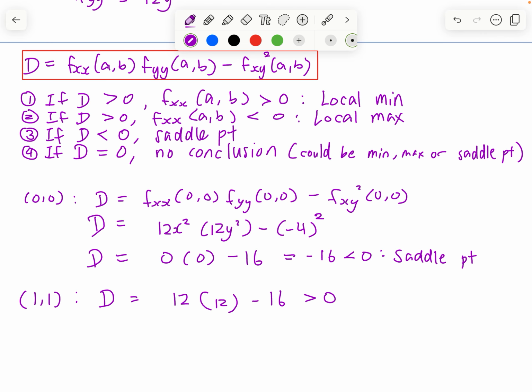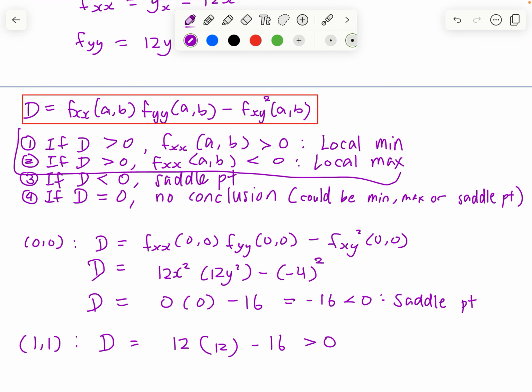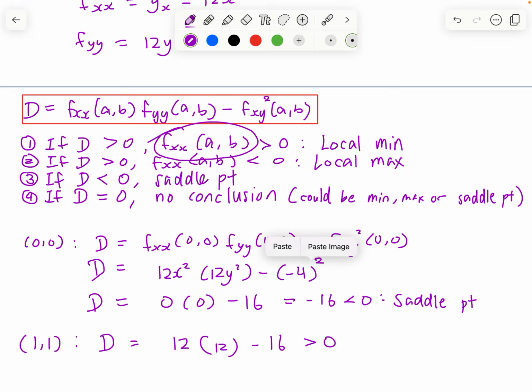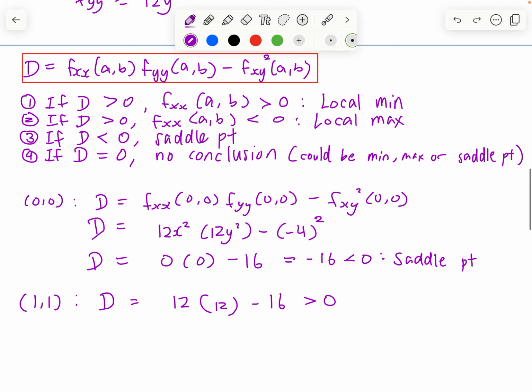If we think about this, 12 times 12 is a big number, so the discriminant is definitely greater than 0. And in this case, we have two scenarios. If the discriminant is greater than 0, the next step is to see if fxx at 1, 1 is greater than 0 or less than 0. We said that fxx at 1, 1 is 12, which means that it is greater than 0. So this means that it is a local minimum, because fxx at 1, 1 is greater than 0.